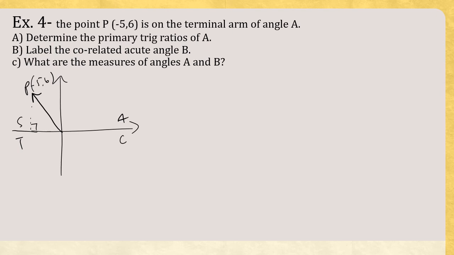Let's label our dimensions of our triangle. So the x coordinate, negative 5, we just care about positive distance. Y coordinate, 6. 5 squared plus 6 squared equals r squared, right? Pythagorean theorem. 25 plus 36 is 61. Take the root of both sides. Unfortunately, that doesn't break up very nicely. So that's root 61.